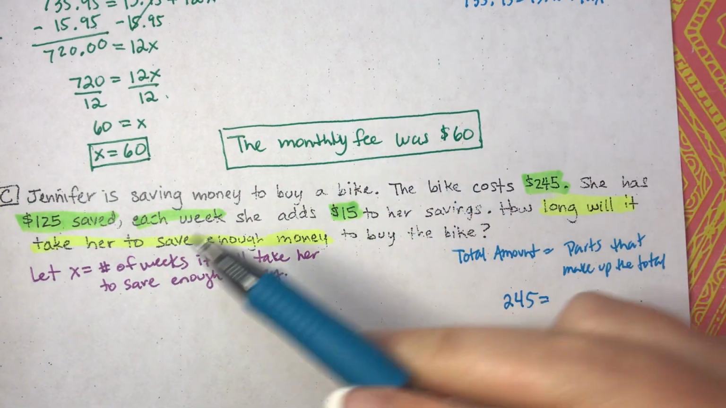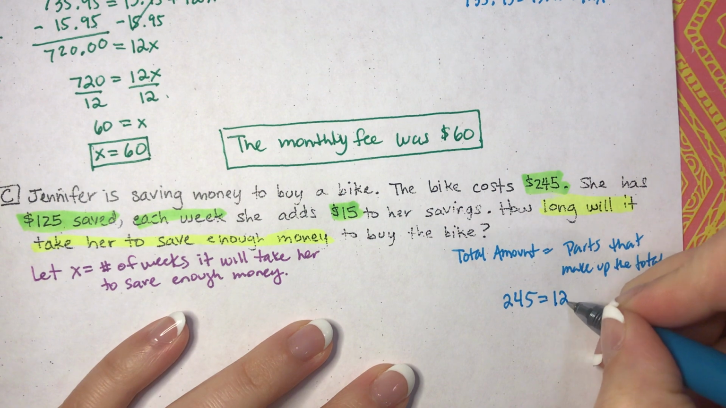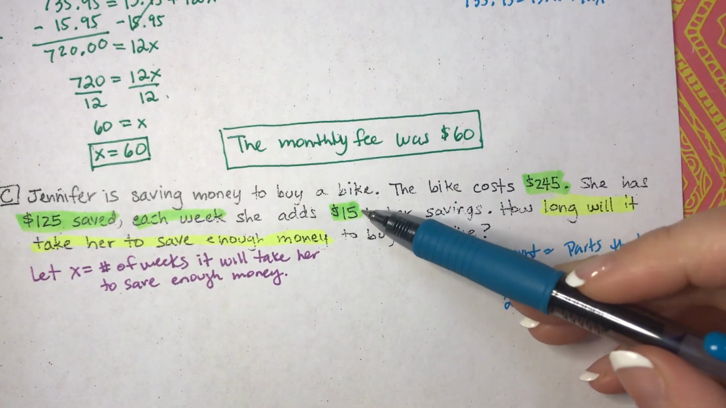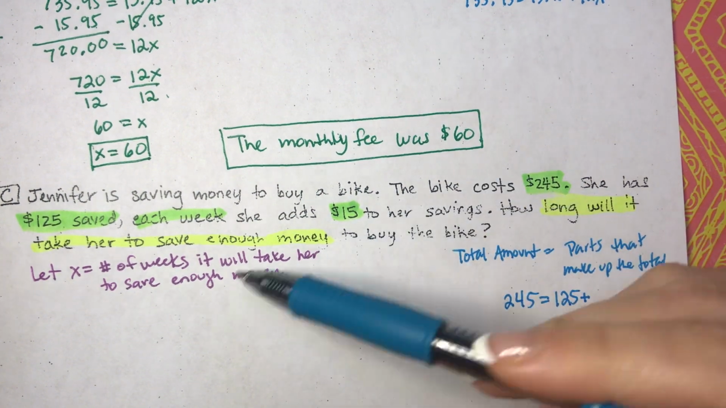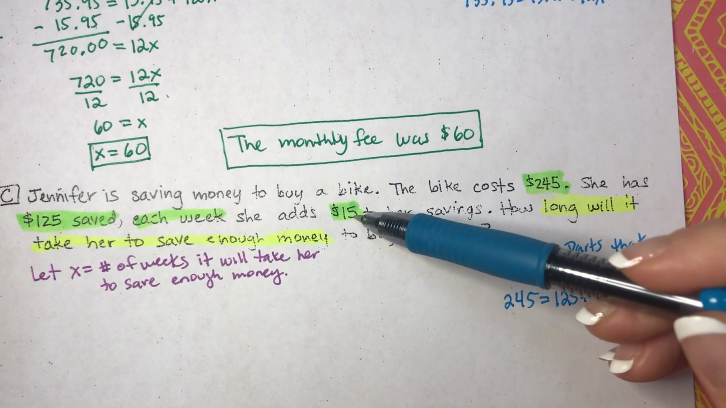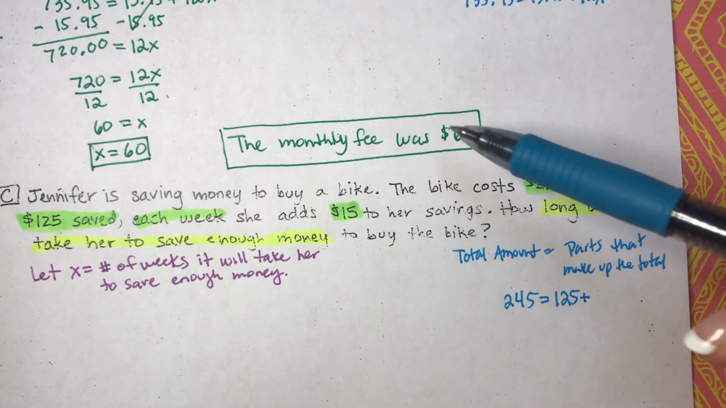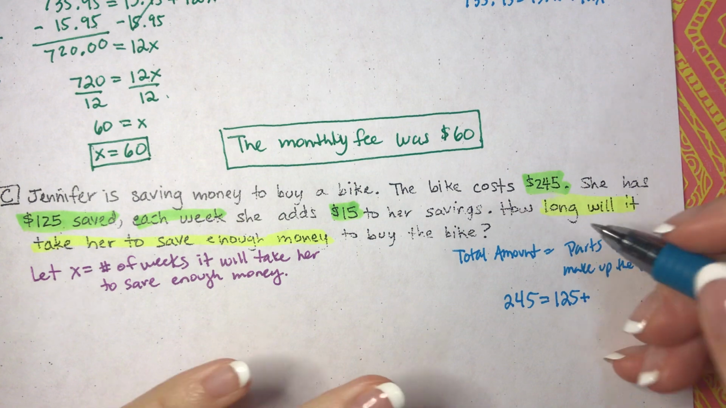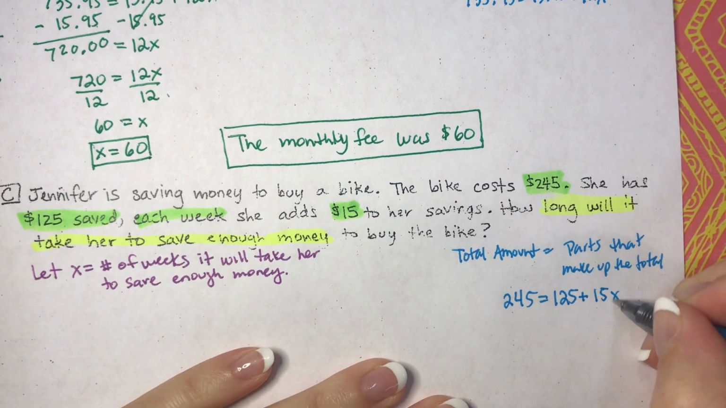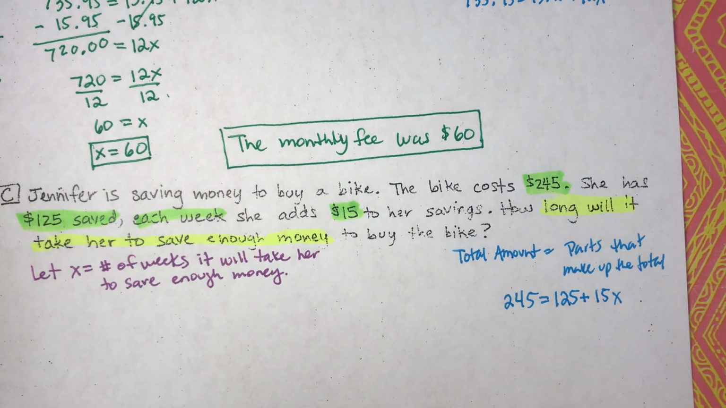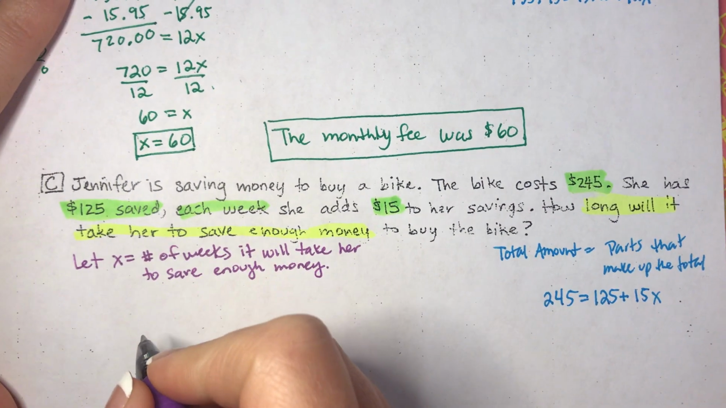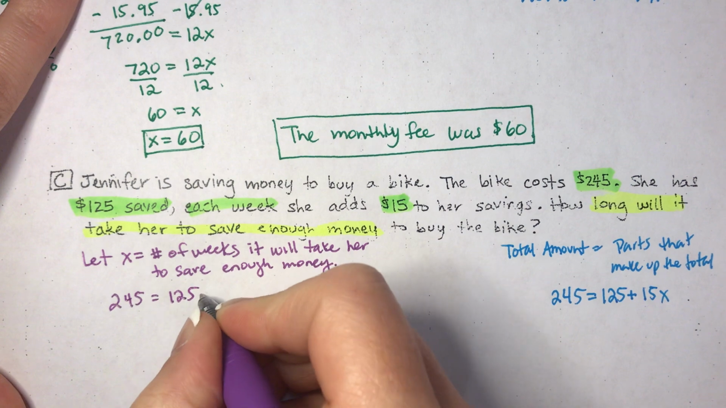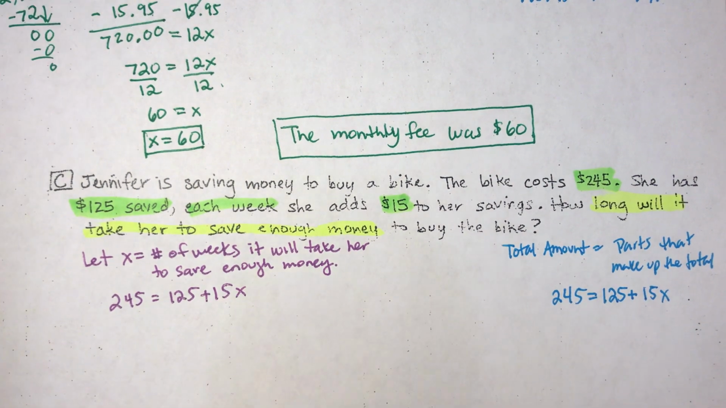Well, one of the parts is that she has $125 saved. And then we're going to add that to the amount of money that she's saving each week. And so she's saving $15 per week. And the number of weeks is X. So it's really 15X. And that's our equation right there. So I'm going to rewrite that over here. So 245 equals 125 plus 15x. It's just a two-step equation.